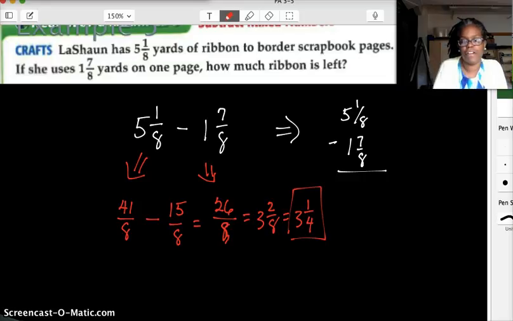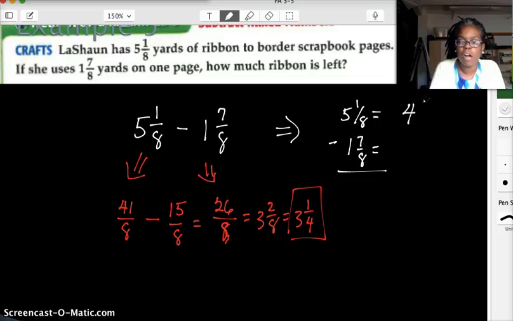Now I'm going to come back over here and do it with regrouping. And honestly, you can choose which way you like. Unless it says do it by regrouping, then you have to do it. But otherwise, if you're not commanded to do it a certain way, you can do what you like. So again, we're going to borrow a whole to bolster this 1/8 fraction to make it a little bit more readily available to subtract 7/8 from.